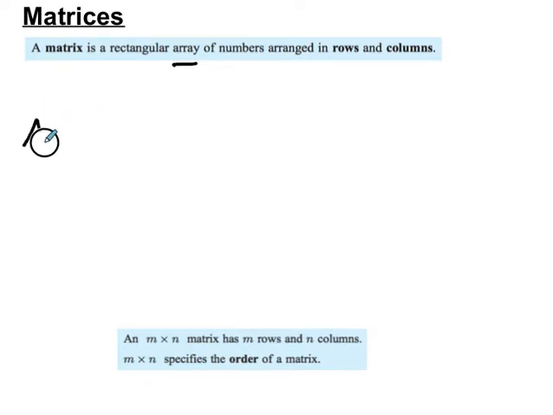Now, let's say that I have matrix A, and let's look at these numbers here: 4, 5, 6, and 7. We need to be able to describe things like this, right? In order for us to talk about matrices, we need to talk about the order. The order is really the number of rows, which is m, and the number of columns, which is n.